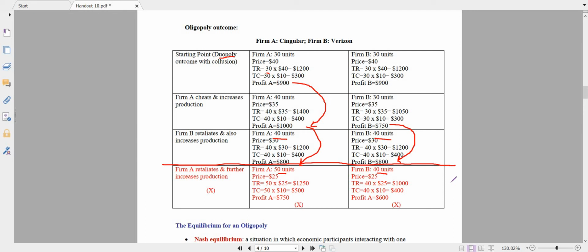So this is where the game is going to stop. This is where both the parties are going to settle down. Although 30-30 is the best outcome for both the parties, we have seen it's quite unstable. Both the parties will have an incentive to cheat. So if they are acting independently, if they are now involved in aggressive competition, they'll end up with this outcome where both are producing 40 units and both are enjoying a profit of 800.